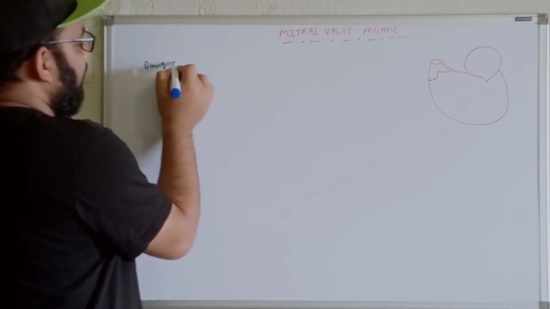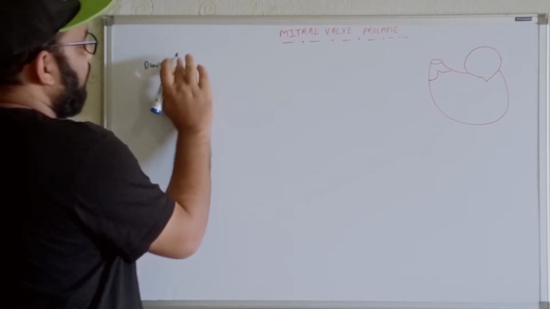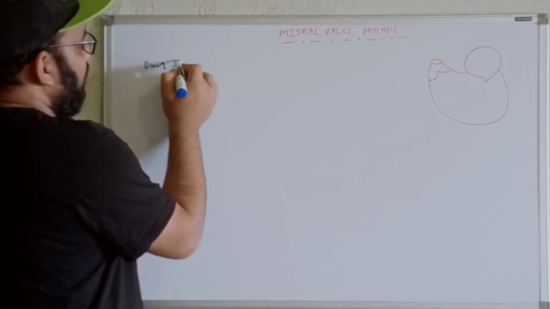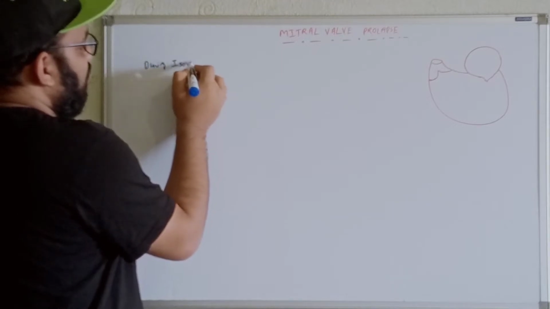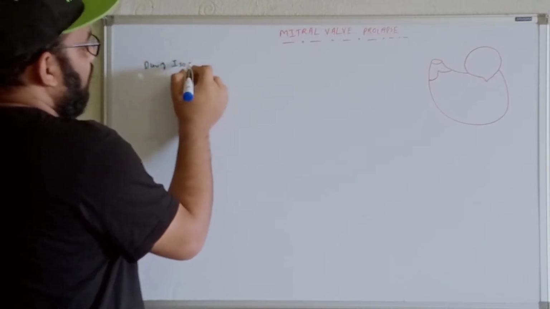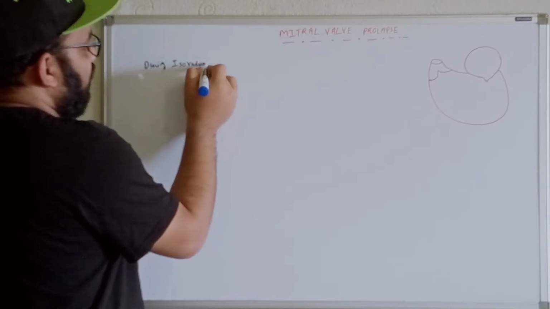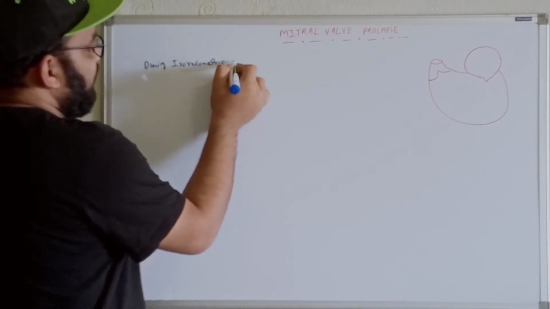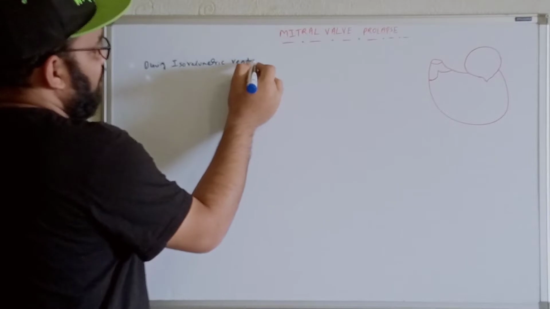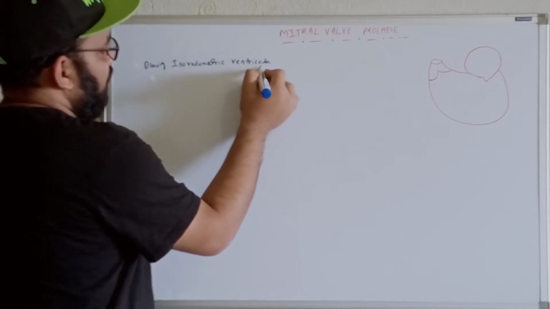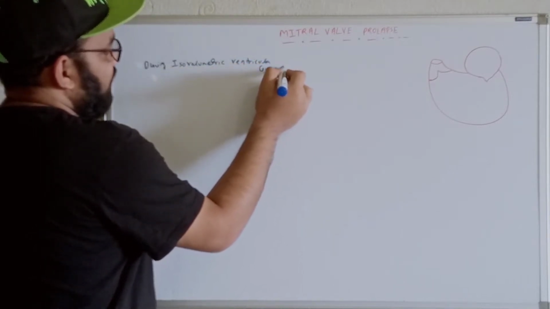isovolumetric ventricular contraction, what type of thing do we see over here?